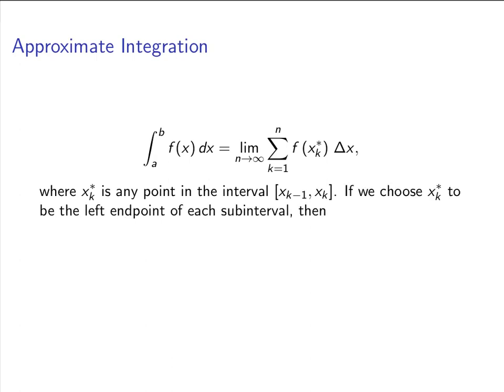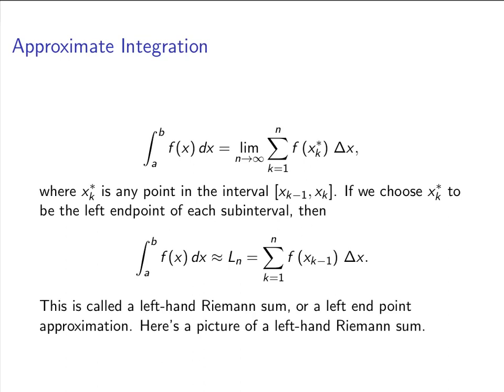We could, as an example, choose xk star to be the left endpoint of each subinterval. In that case, we get that the integral from a to b of f of x dx is approximately L sub n. This is the left endpoint approximation, and it's the sum where k goes from 1 to n of f of x sub k minus 1 delta x. As we said, it's the left-hand Riemann sum, or you could call it a left endpoint approximation.